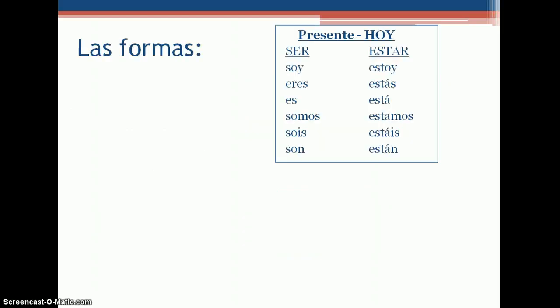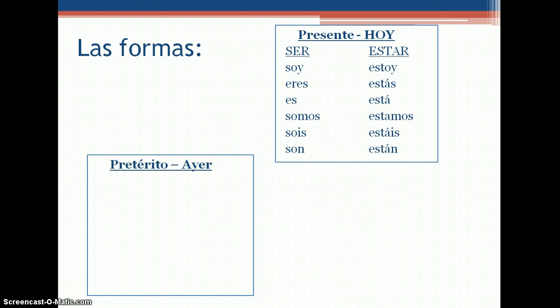All right, so here we go with the forms. We saw a few of them. Here are your present tense forms of ser and estar. I'll go through one at a time. Soy, eres, es. Somos, sois, son. Estar: estoy, estás, está. Estamos, estáis, están.